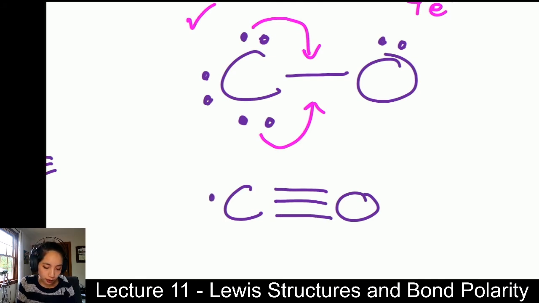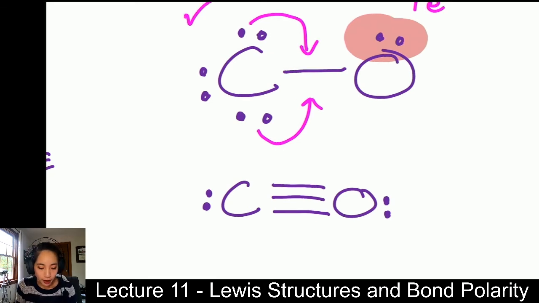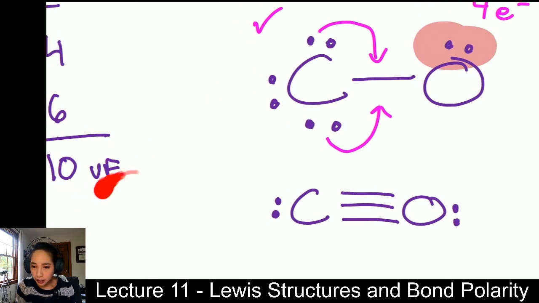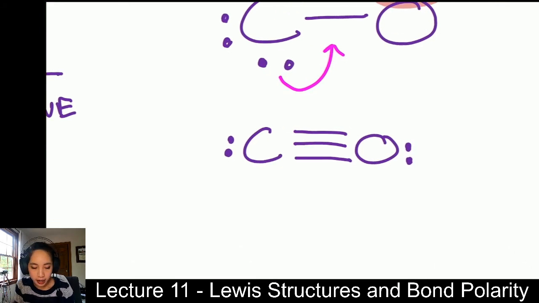That leaves 1 lone pair on carbon. And then we still have this lone pair on oxygen, so I'm going to keep that there too. All right, and so you can double check your work, make sure that there's 10 valence electrons that we had to place. So 1, 2, 3, 4, 5, 6, 7, 8, 9, 10. So we placed 10 electrons. All right, now let's again check our octet rule.